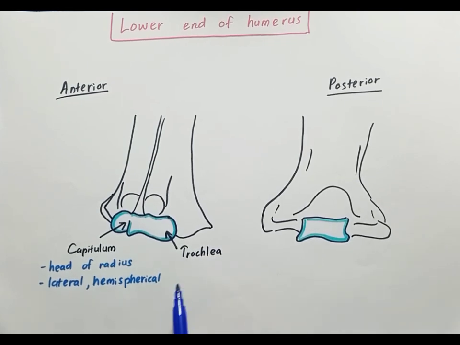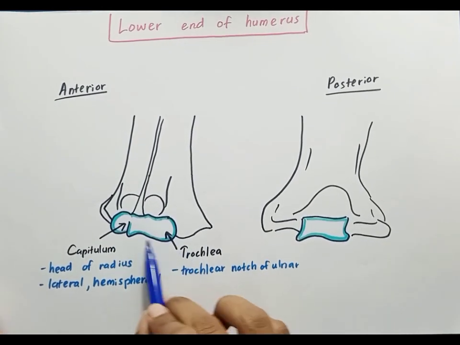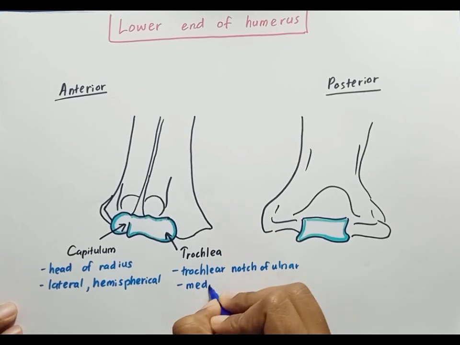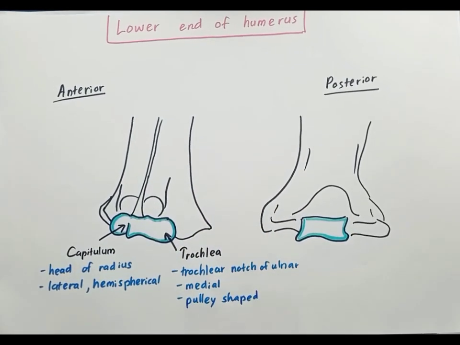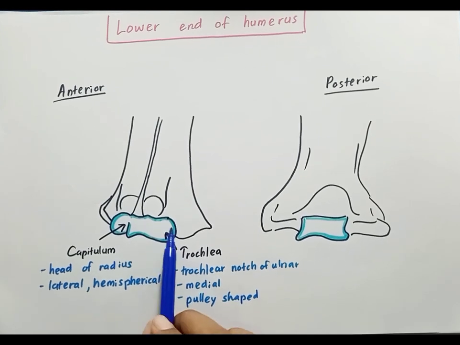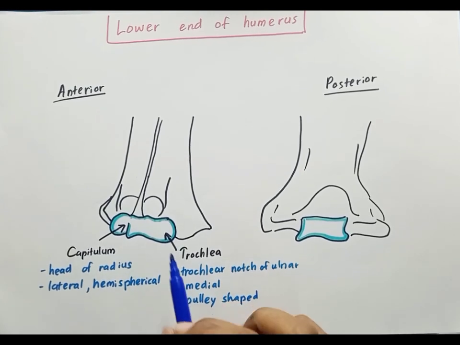So when we talk about the trochlea, it is attached with the trochlear notch of ulna, and this is situated medially, and trochlea is pulley shaped. And you can see here the medial edge projects down more than the lateral edge. Remember that here the medial edge projects more than the lateral edge.